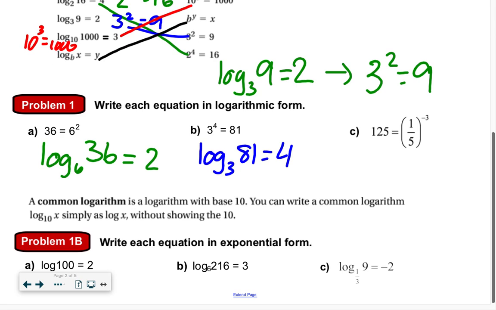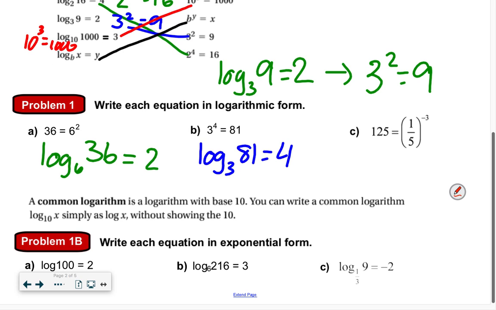This next one's a little bit trickier. I have 125 equals 1/5 to the negative 3rd power. Okay, so when you're figuring out what goes after log, it's always going to be the one with the exponent, right? It's always your base. Whatever is getting taken to the power, like 3 to the 4th or 6 to the 2nd, whichever one has the exponent attached to it is going to be yours. So not the exponent, but whatever's getting taken to the exponent. Yep. All right.